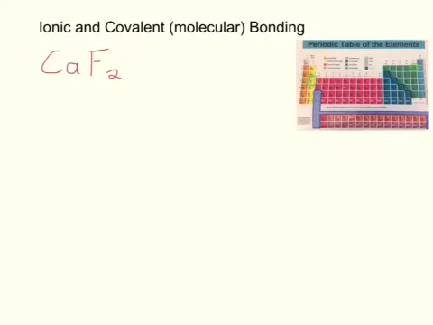So we would just keep the first one the same, so it's going to be calcium, and then we're going to keep the second item pretty much the same except change the ending to "ide," and we don't need to use any prefixes at all. So calcium fluoride. So not calcium difluoride, just calcium fluoride.